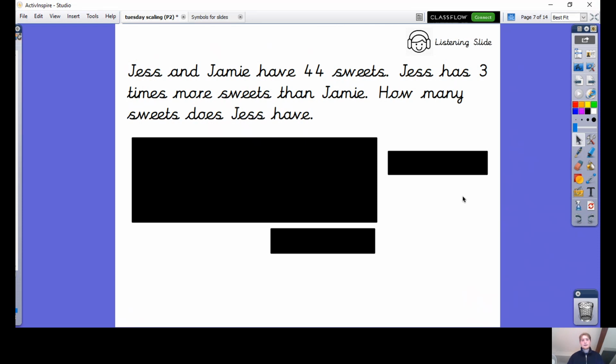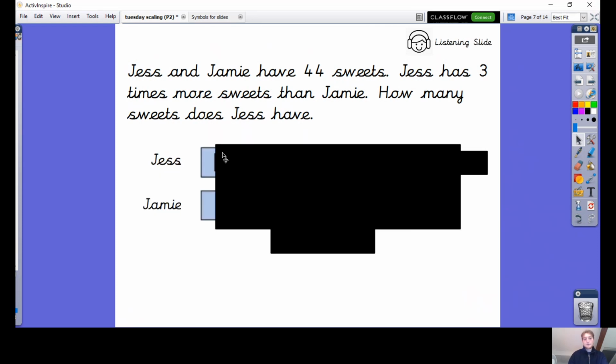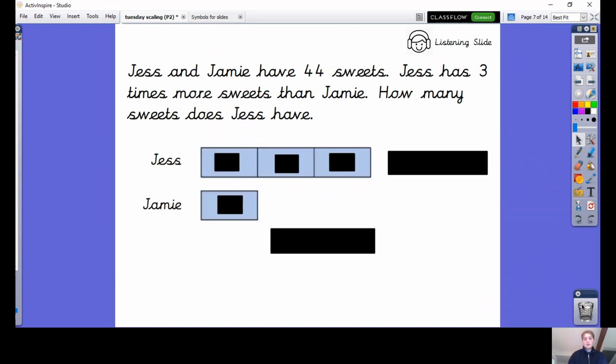Now, I'm going to answer this quickly. So, I don't know how many either of them have. I just know altogether there are 44 sweets. And I know that Jess has 3 times more sweets than Jamie. So again, I'm going to draw this out in a bar model first to help me. Because I know Jess has 3 times more, I'm going to be drawing 3 parts of my bar model. And I know Jamie will have 3 less than Jess, so I'm only going to draw 1.